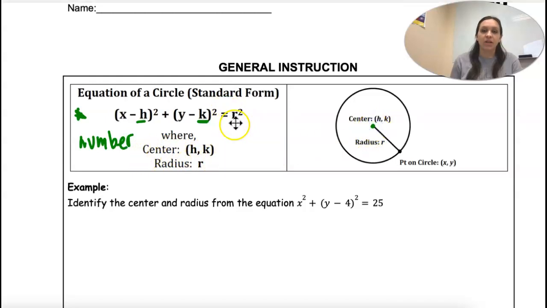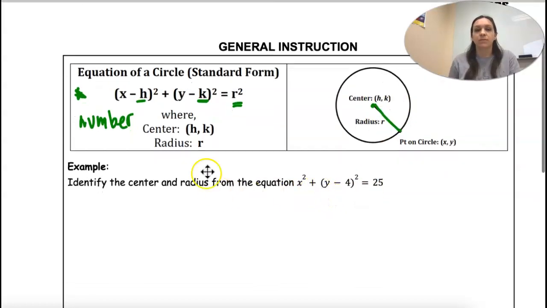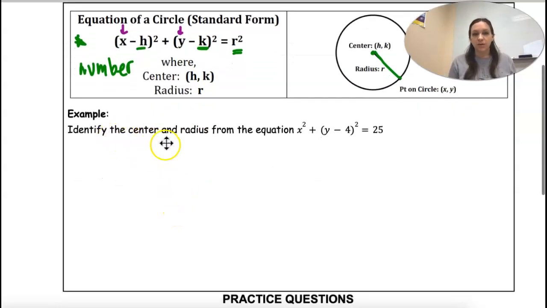And then after the equal sign is where you get your radius. So r squared is part of the formula. But here's your radius, here's your center. So in your equation, there's always going to be x and y. So let's look at an example. We want to identify the center and the radius from the equation.